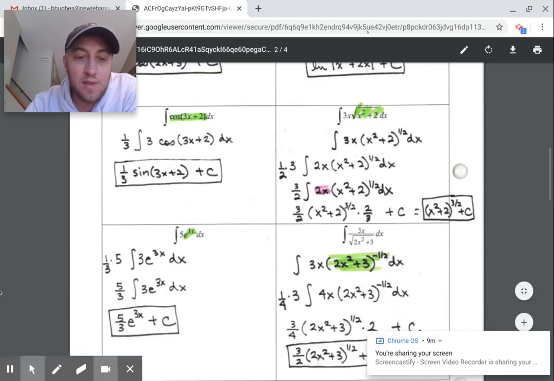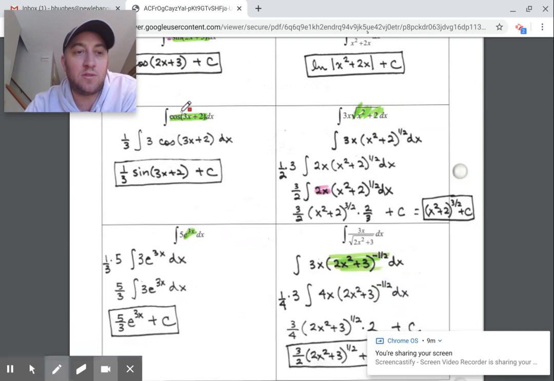All right, these last 4 are a little bit unique. Cosine of 3x plus 2. So if I think there, do I have the derivative of 3x plus 2 showing up in the integrand?